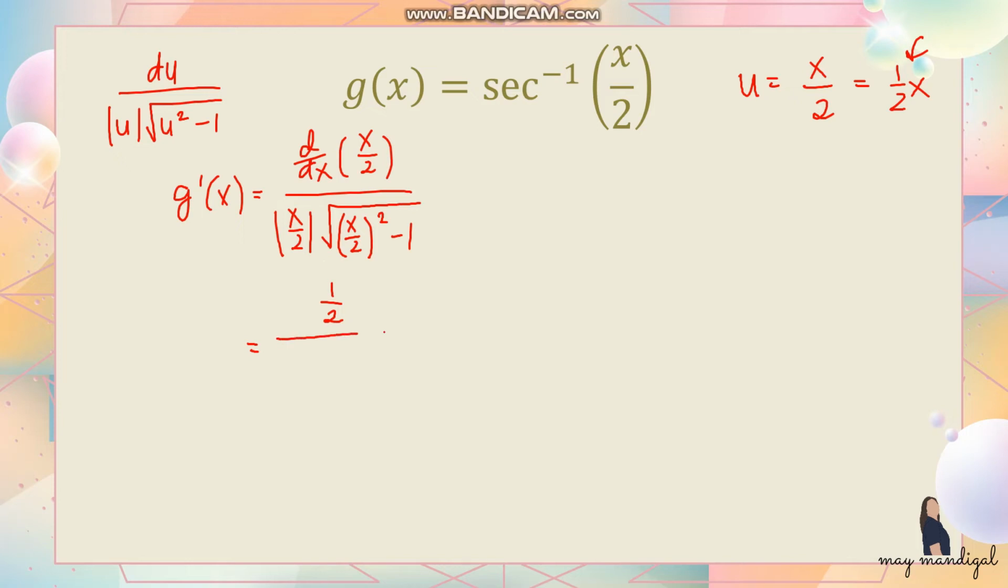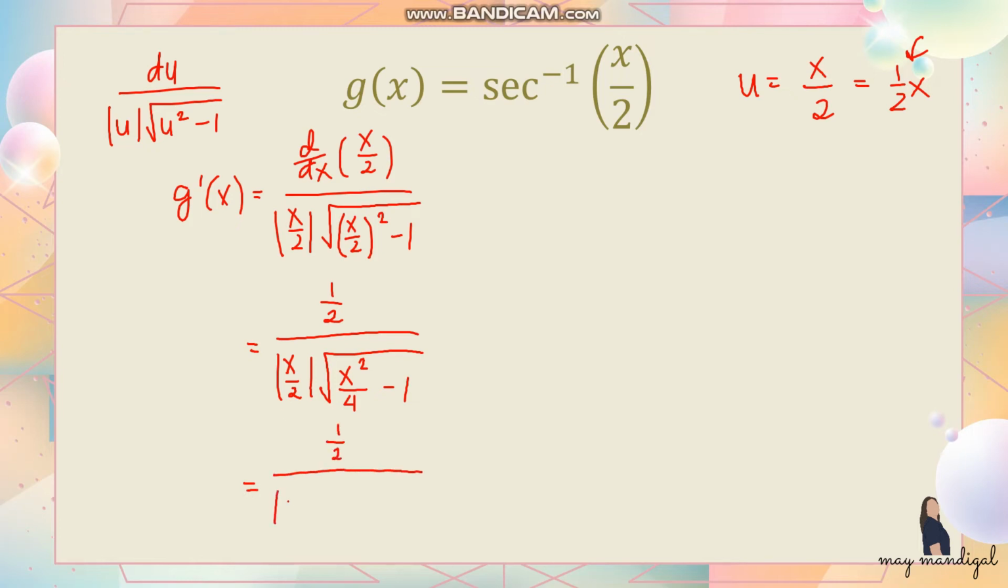And then, let's solve the denominator. So we have here the absolute value of x over 2. Now, for this one, square root of. So we have to square this. So that is x squared over 4, then minus 1. Now for the numerator, let's just leave it like that, 1/2. Let's focus first on the denominator, and then let's simplify this. So we have 1/2 over.